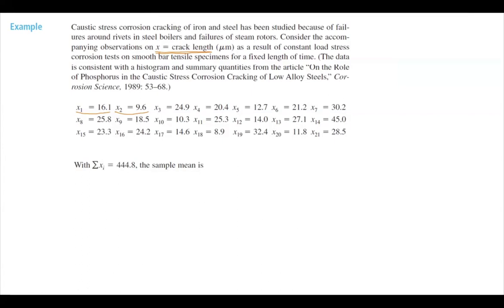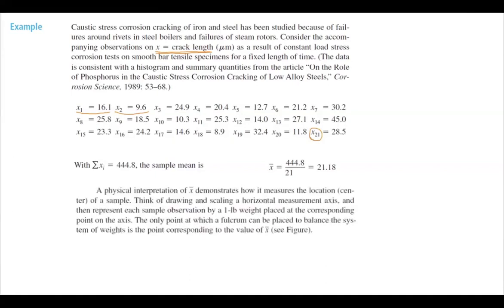If you add all of these numbers together, it is going to be 444.8. So the sample mean is equal to the summation divided by the number of observations. You have 21 observations. So when you list them like this, you can actually see the number of values in your collection: 21. And if you do the division, you get 21.18. So a physical interpretation of X bar shows how it measures the location or center of your sample.